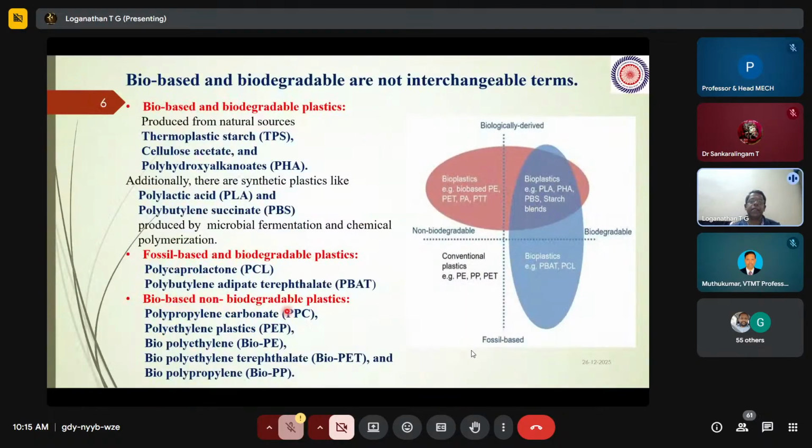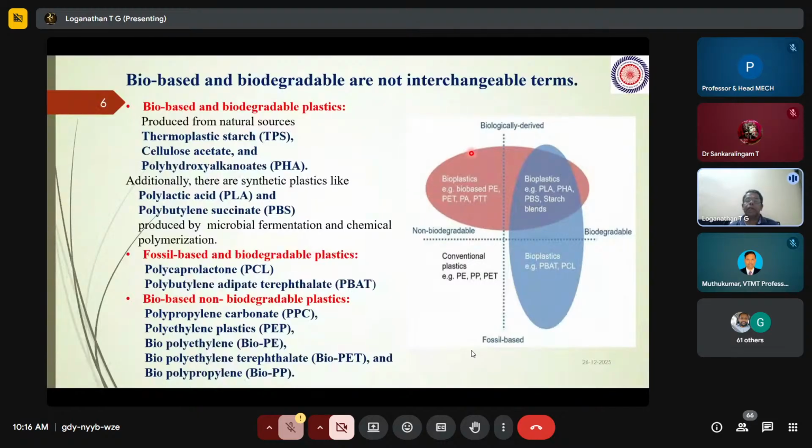And going back to the classification, this classification will help us understand the various resources from which we can get the matrix. In a nutshell, this small picture, which I have taken from one of the research articles, shows that we can have the matrix both from biologically derived or from fossil fuel sources. But here there are 4 quadrants. In that, the top right quadrant has bioplastics which are biodegradable, like PLA, PHA, PBS, and starch blends. There are some biologically derived ones, like bio-based polyethylene, polytetraethylene, PA, PPT.